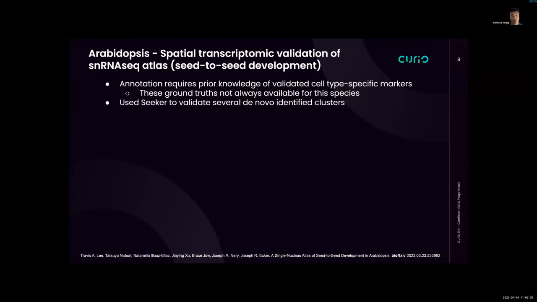And then what they mentioned was that the annotation of cell types requires prior knowledge of validated cell type specific markers. And this isn't always available for tissues where there isn't much data, right? So these ground truths aren't always there to define what these cell types are. And so what they used was Seeker, or a spatial platform, to validate the several de novo identified clusters. So basically clusters that they identified, but they weren't quite sure what type of cells they were.